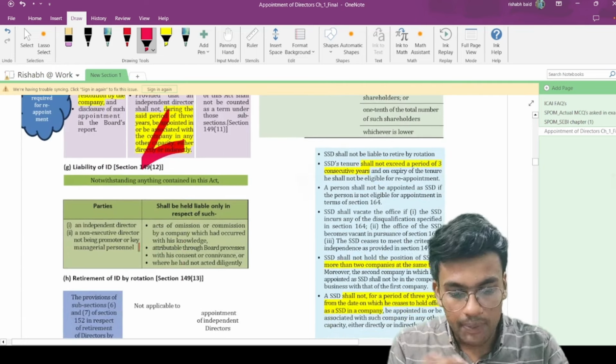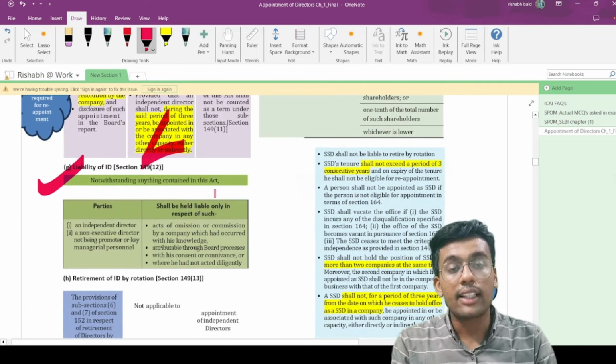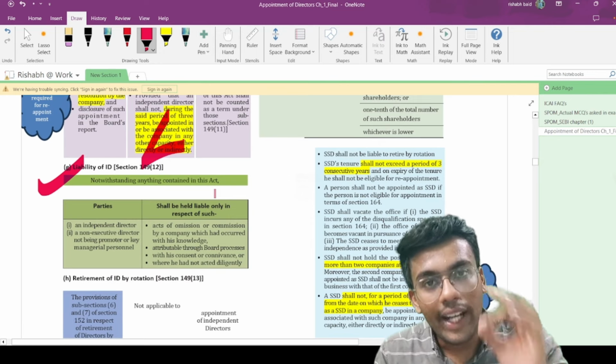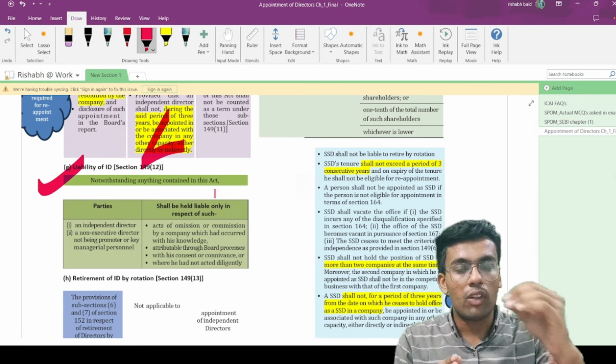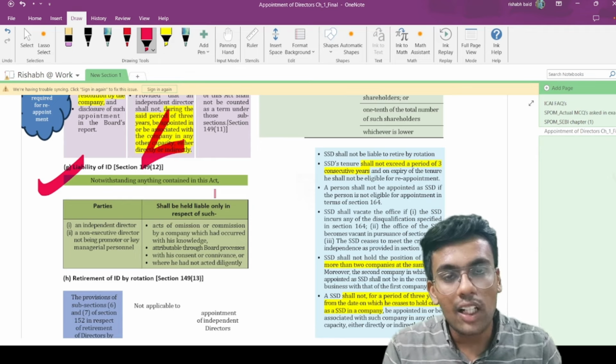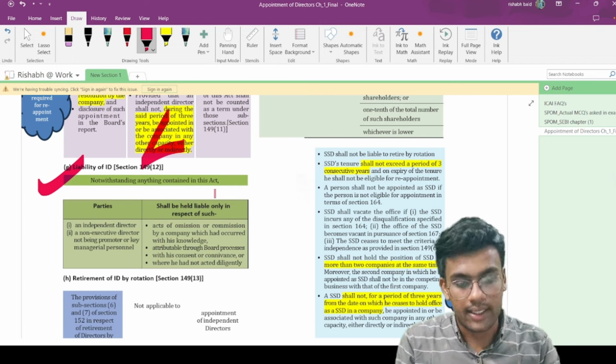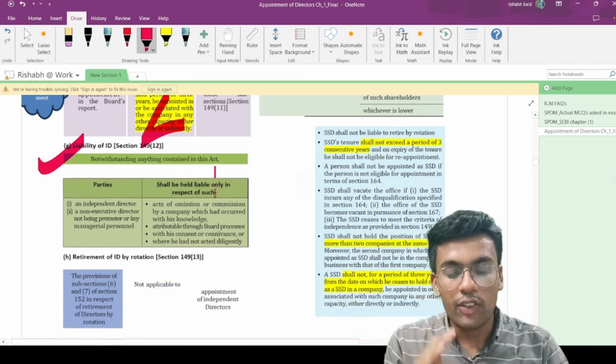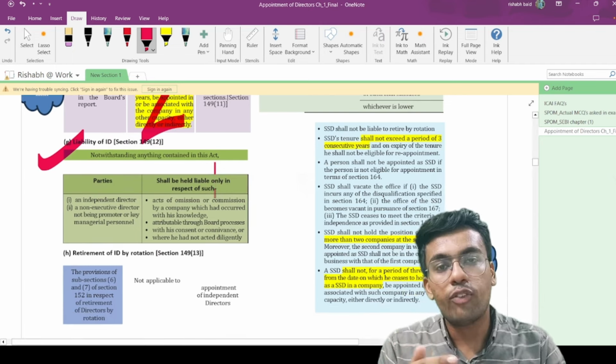Okay, that's all about this particular thing. Liability of independent director. He shall be liable for all the acts which have been conducted with his knowledge. Meaning a person who has knowledge of intentional omission shall be responsible for those acts. Otherwise, he shall not be responsible for the acts which were conducted without his awareness.